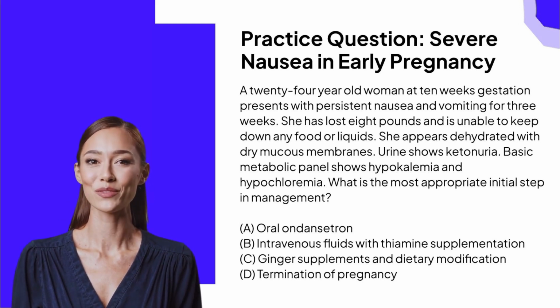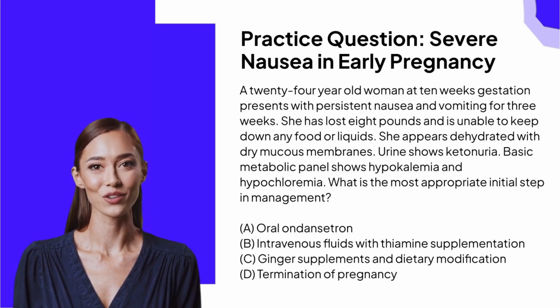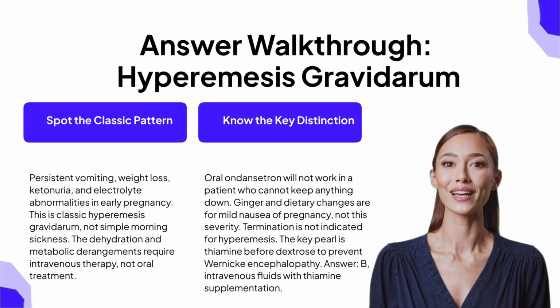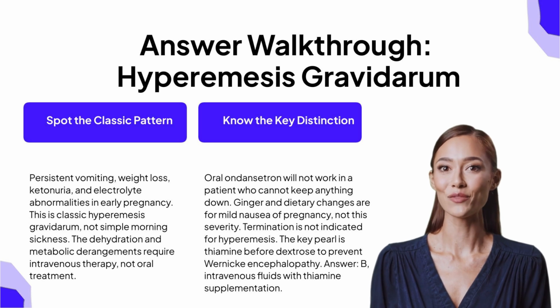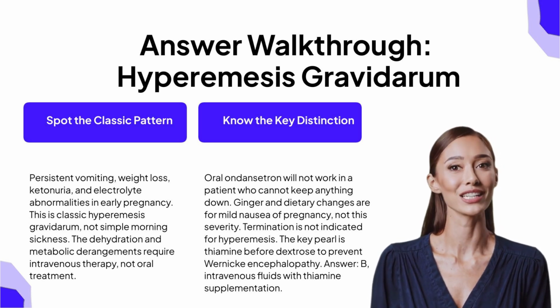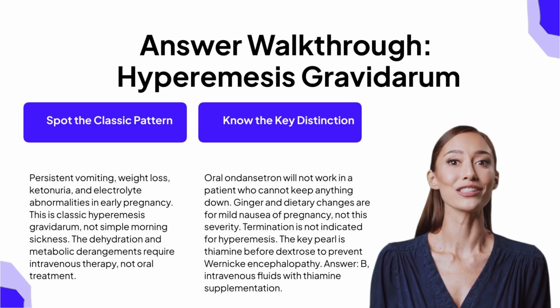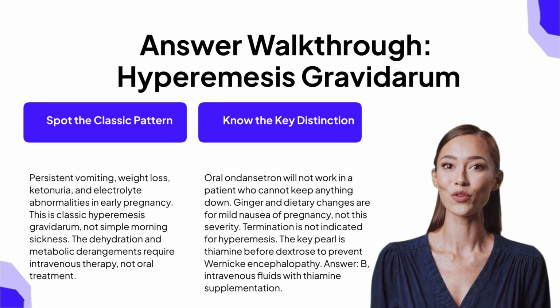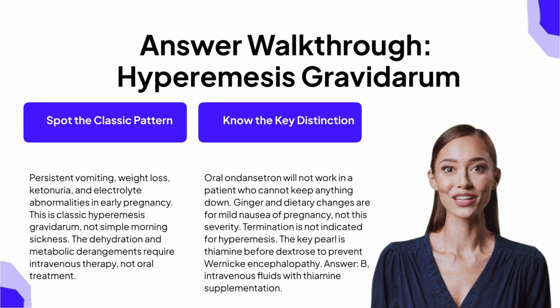What is the most appropriate initial step in management? Think about what the labs and clinical picture are telling you. We will walk through the answer on the next slide. Let us walk through this answer. The classic pattern here is persistent vomiting, significant weight loss, ketonuria, and electrolyte abnormalities including hypokalemia and hypochloremia in early pregnancy. This is Hyperemesis Gravidarum, and it is beyond simple morning sickness. The patient is dehydrated and has metabolic derangements.